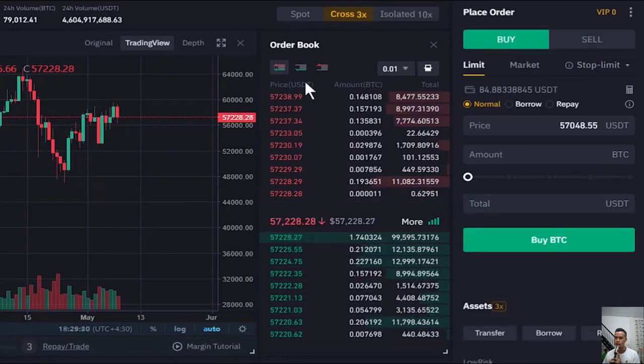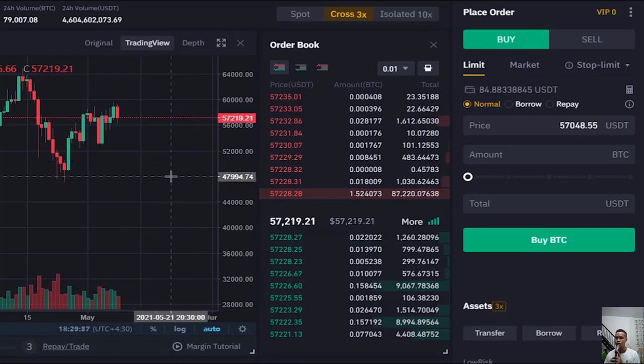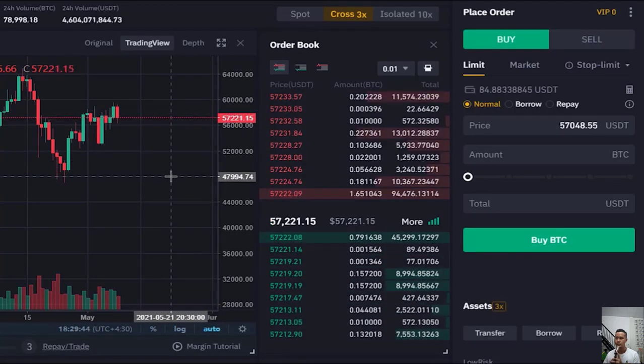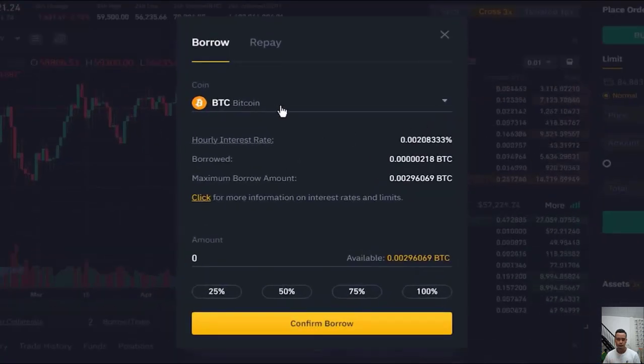So we can borrow Bitcoin and sell it, and later when the price declines and goes lower, we buy Bitcoin and we repay our debt. So we click on borrow. The BTC is already selected, actually the coin that we want to borrow and sell.